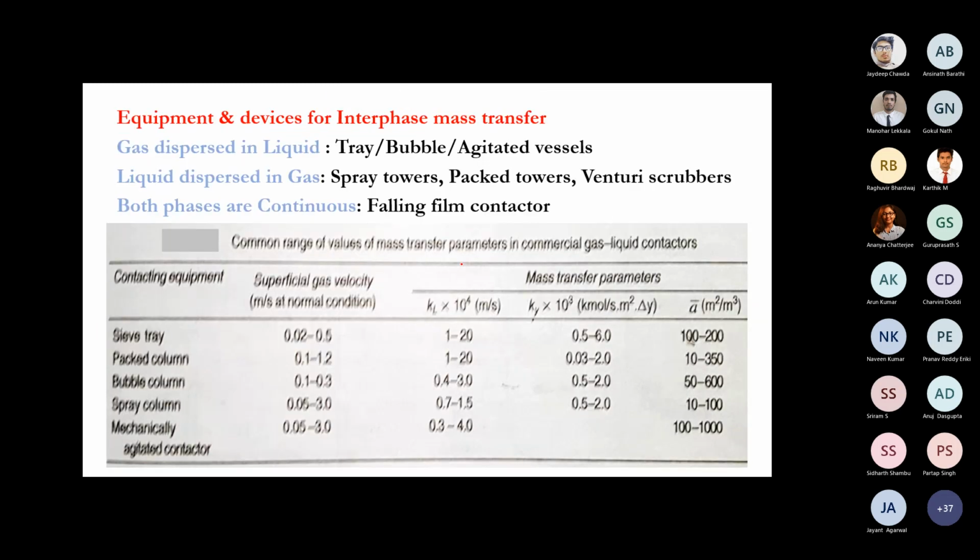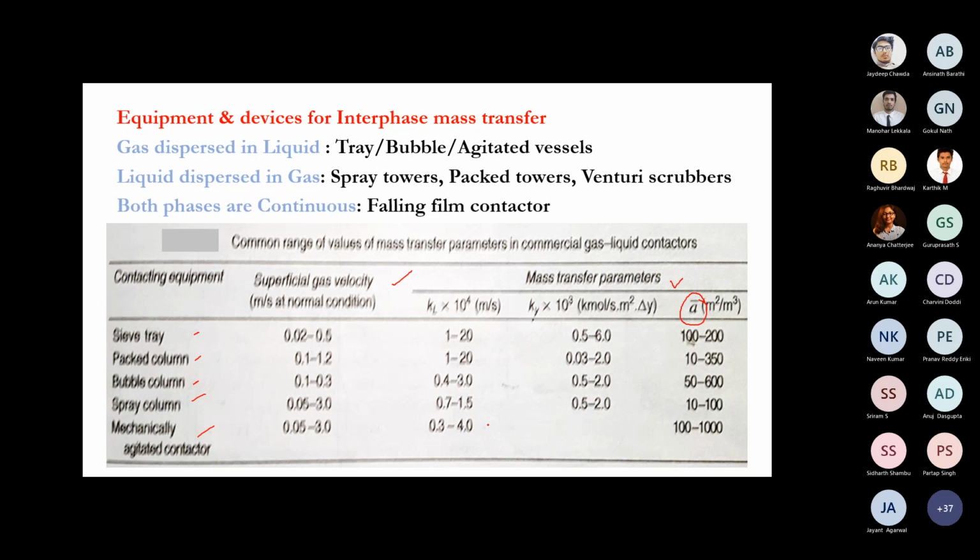Okay. So here you have different types of contactors like sieve tray, packed column, bubble column, spray column, agitated contactors. The selection of these contactors is normally based on two parameters: superficial gas velocity and mass transfer parameters. This A star is the interfacial area, that is meter square per meter cube of the contactor, the surface area or interfacial area generated per volume of the contactor.